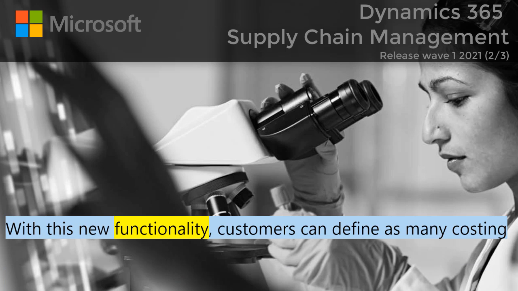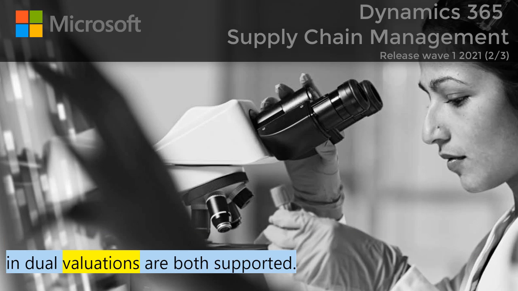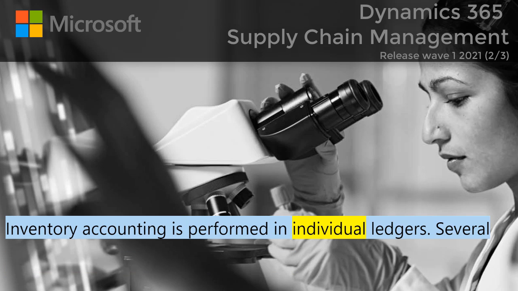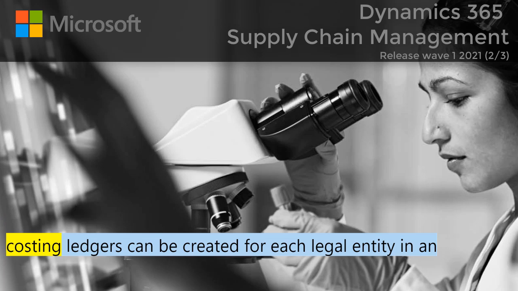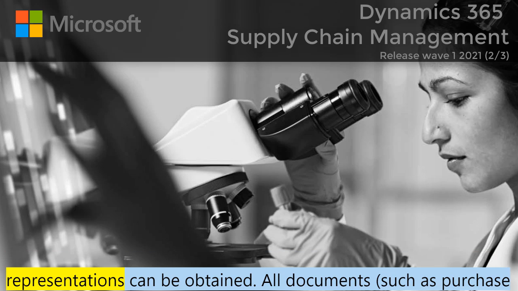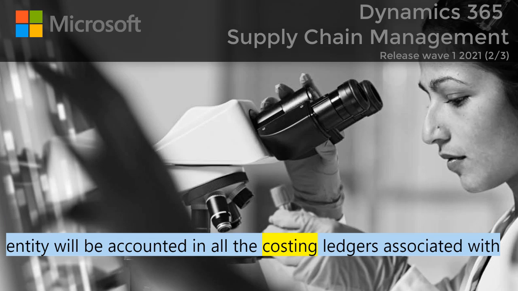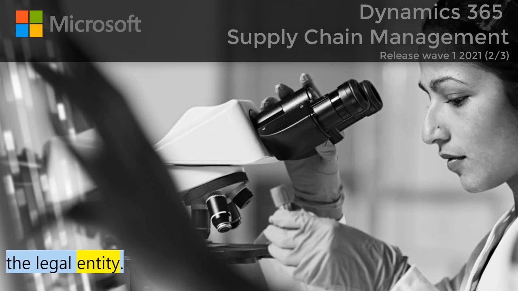With this new functionality, customers can define as many costing ledgers as required. Inventory accounting in dual currencies and in dual valuations are both supported. Inventory accounting is performed in individual ledgers. Several costing ledgers can be created for each legal entity in an organization as needed, thereby ensuring that multiple inventory representations can be obtained. All documents such as purchase orders, sales orders, transfer orders, and so on, posted in a legal entity will be accounted in all the costing ledgers associated with the legal entity.